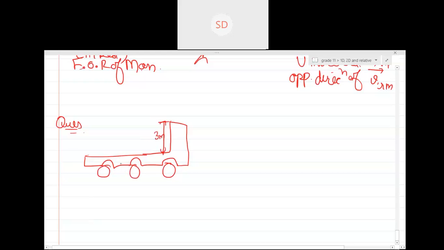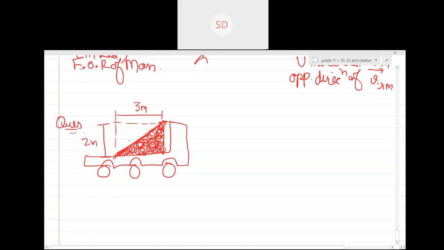The height of this is 2 meters, and let's say I have loaded this truck like this. Can you see I have loaded cotton? There is lots of cotton over here, loaded in the shape of a triangle, but I forgot to cover it. So this height is 2 meters and this is 3 meters.